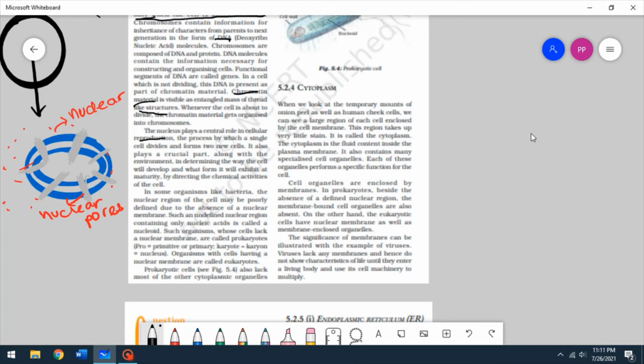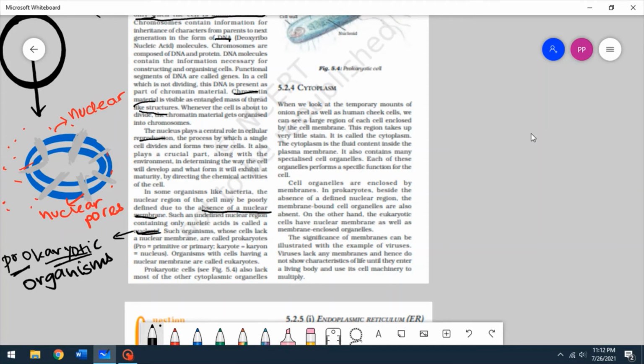Right? In some organisms like bacteria, the nuclear region of the cell may be poorly defined due to the absence of a nuclear membrane. Such an undefined nuclear region containing only nucleic acids is called a nucleoid. It's mostly seen in prokaryotic organisms. I'm probably going ahead of myself, but I need you to know this. Prokaryotic means primitive, okay? Pro means primitive and karyotic means nucleus. So prokaryotic organisms are organisms with a primitive nucleus, which contain just the nucleic acid called a nucleoid.